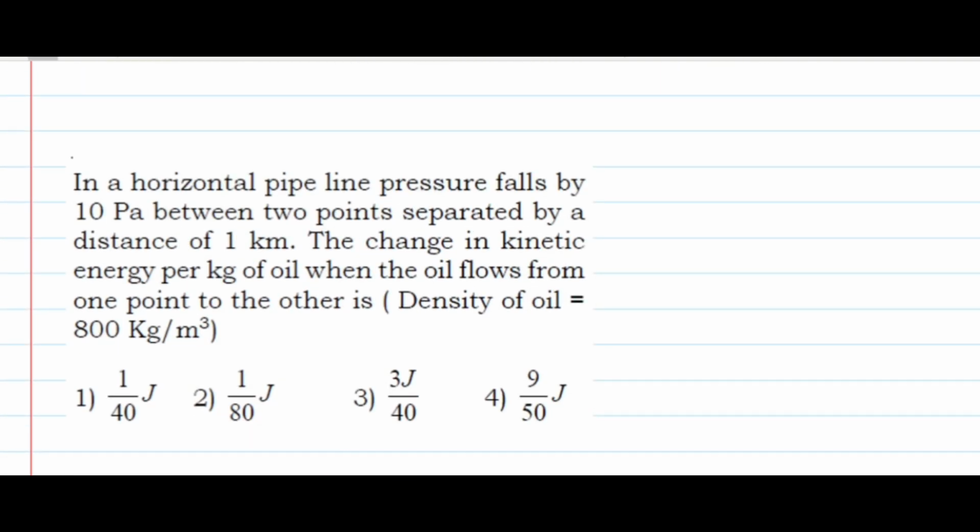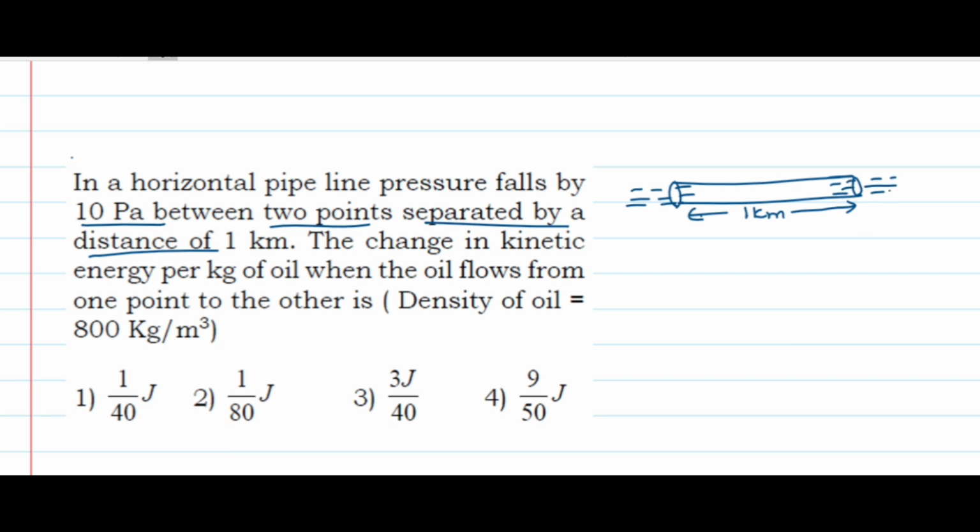Look at the next question. In a horizontal pipeline, pressure falls by 10 Pascal between two points separated by a distance of 1 kilometer. So here a horizontal pipe is given, with a separation of 1 kilometer. Now the liquid is going to be entering and leaving from the tube. The change in kinetic energy per kg of the oil when oil flows from one point to the other point.